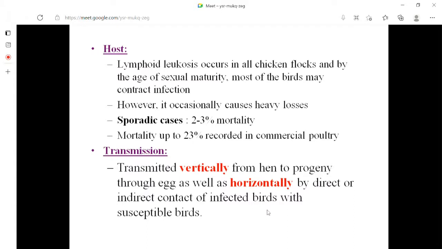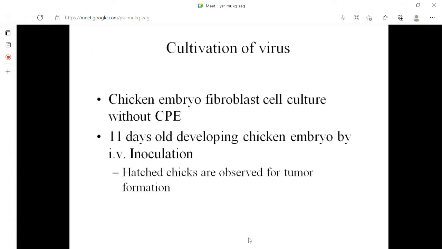If you look at the hosts, you'll find all chicken flocks. In commercial chicken, the mortality may go up to 23%, but in other domestic chicken, it's sporadic cases only. We'll see 2 to 3% mortality, not so severe. Once tumor formation is triggered, only then do mortalities appear in the bird. Many birds may simply harbor the genome without causing any tumor formation. This is true with this infection. So transmission is vertical and horizontal, these are the two ways.